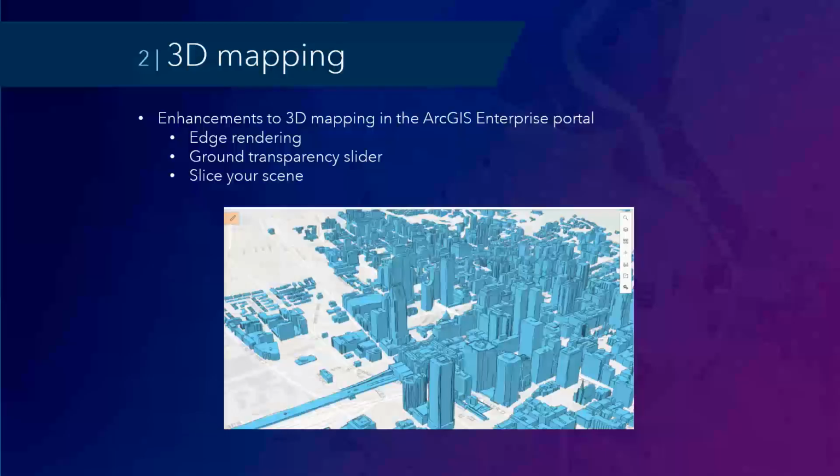3D capabilities in the Scene Viewer have advanced at 10.7. Use edge rendering to accentuate the outlines of your buildings, or sketch edges for a more artistic look. You can also explore underground using the ground transparency slider to reveal subsurface infrastructure. A new interactive tool called Slice allows you to reveal hidden data, whether that's indoors or underground.